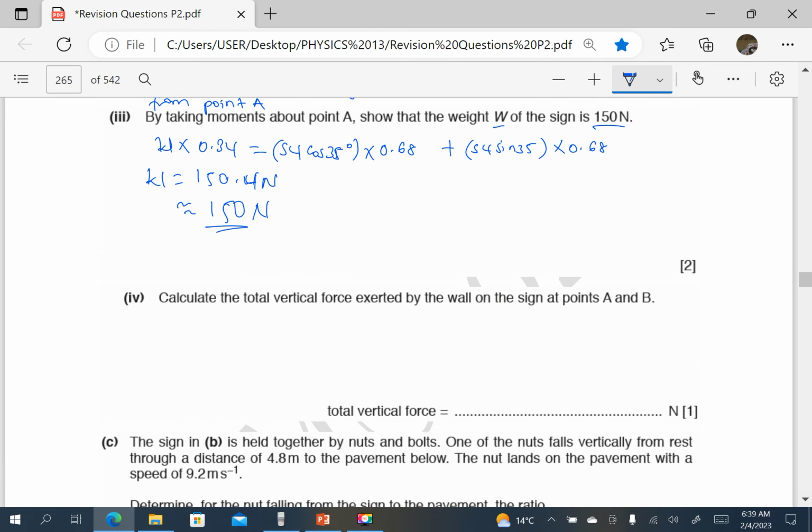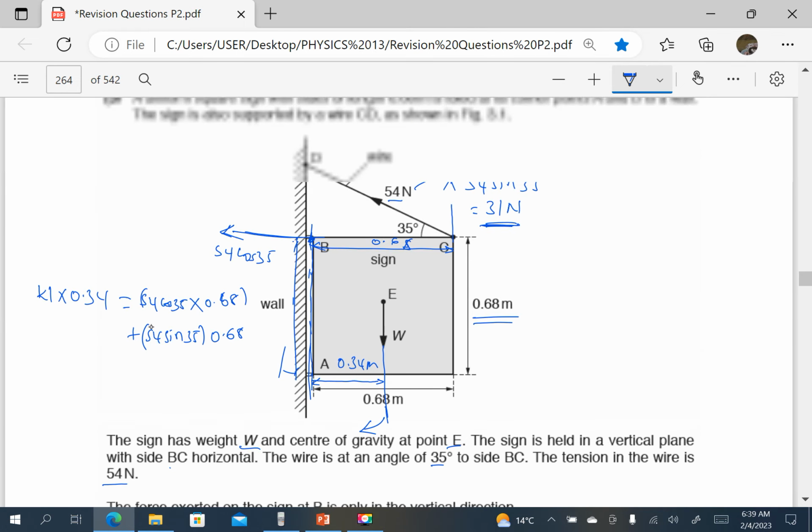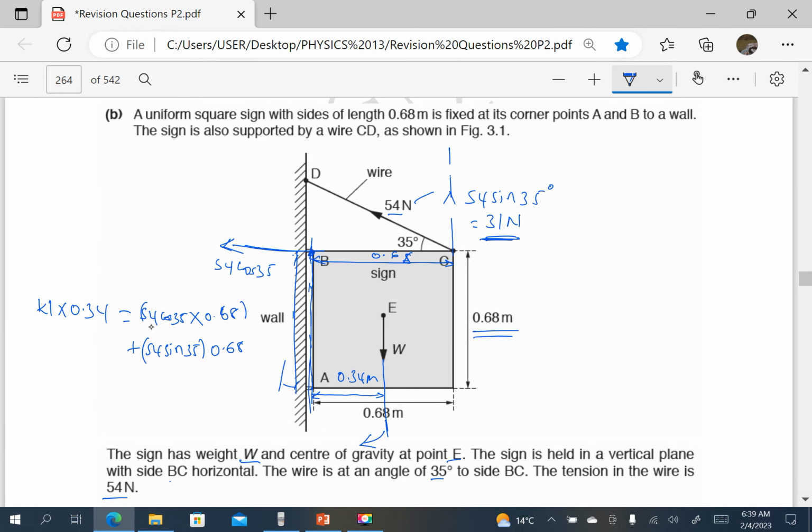Calculate the total vertical force exerted by the wall on the sign at points A and B. The total vertical force. We have seen the weight downwards is 150. And we have also seen the force at B, they say the force at B only acts in the vertical, and we have only 31 newtons acting vertically upwards. We have the weight vertically downwards. So we can find out the total force acting at A and B, which will be now the balance.